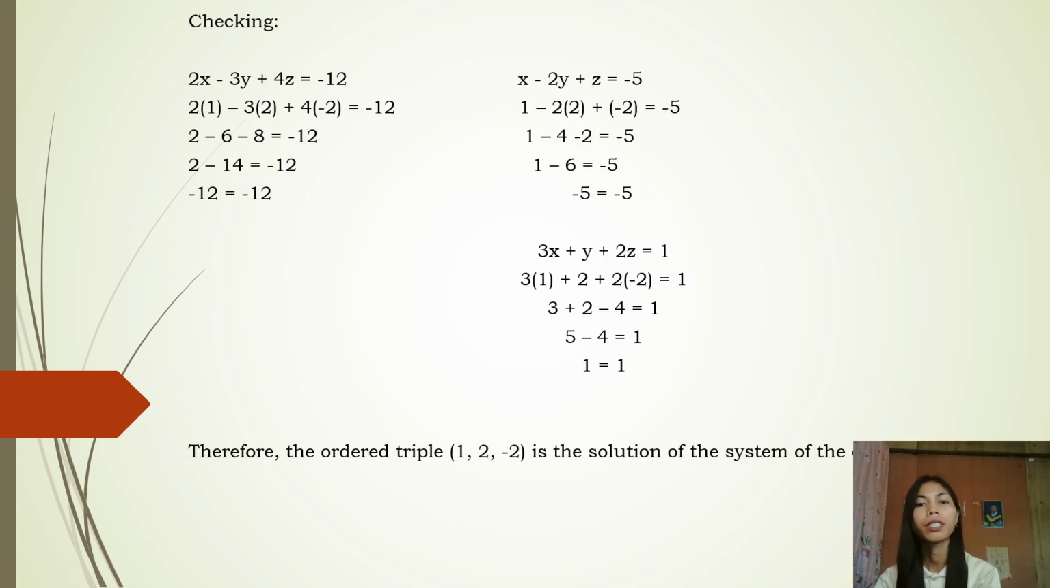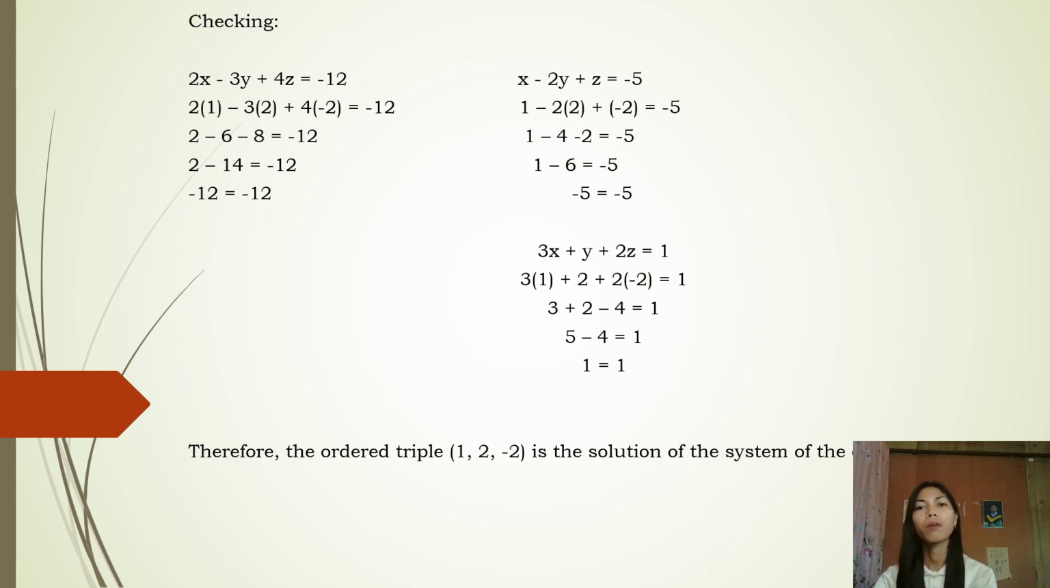So let's check if the ordered triple is the solution of the system of equations. Our first equation, 2x minus 3y plus 4z is equal to negative 12. We substitute the values of x, y, and z. So 2 times the value of x, which is 1, minus 3 times the value of y, which is 2, plus 4 times the value of z, which is negative 2, equals negative 12. So 2 times 1 is equal to 2, negative 3 times 2 is equal to negative 6, 4 times negative 2 equals negative 8. So 2 minus 6 minus 8 is equal to negative 12, so negative 12 equals negative 12.